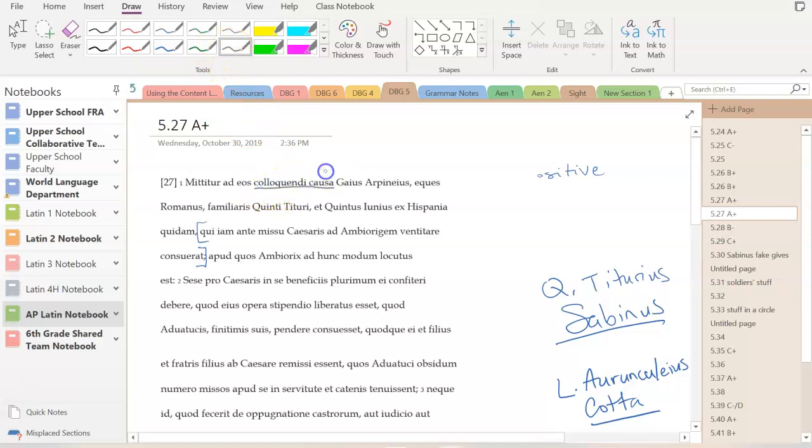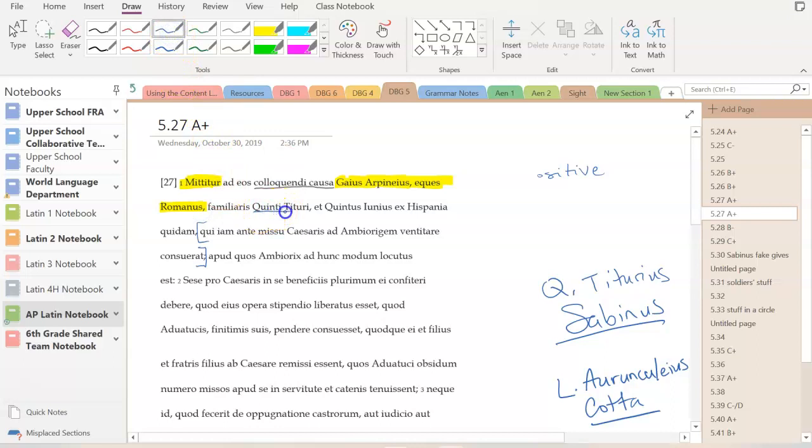Like we should be able to pick out a coloquendi causa, a nice little genitive gerund with a causa expressing purpose. Simple little phrases like ad eos, right? Or ex Hispania should be very, very easy chunks. But most of all, we're looking for our verbs and our subjects. And then anything that maybe describes that subject, like eques Romanus.